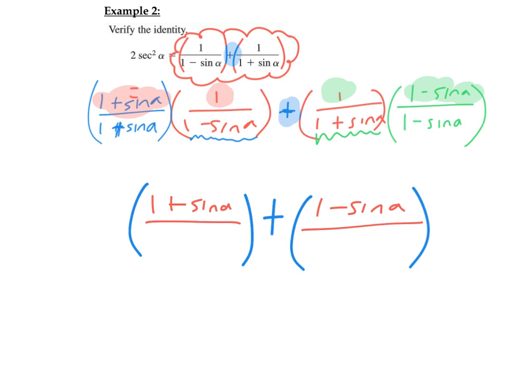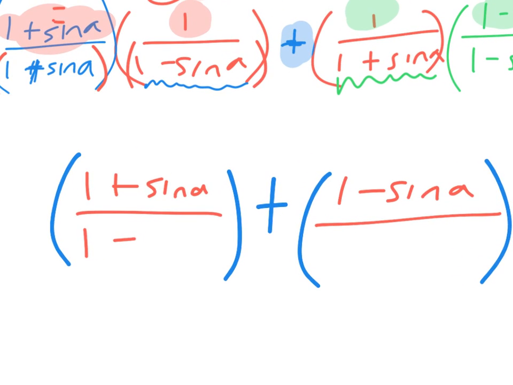Next, I got to figure out what to do with the denominators. Well, we recognize this as a 1 plus something and a 1 minus something, which is a difference of squares, and we know that difference of squares end up like this. If you don't believe me, you can just FOIL those two denominators on the left, and then the same thing will happen over here. 1 minus sine squared of A.